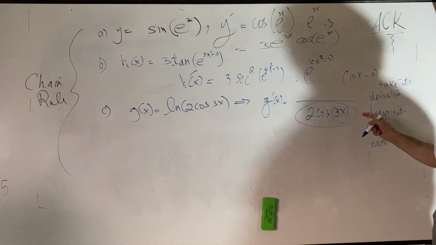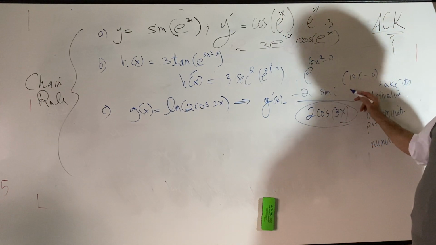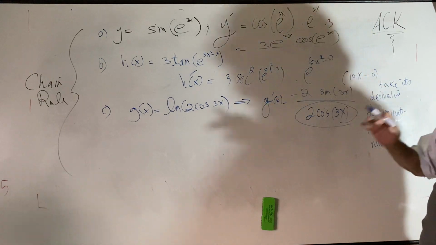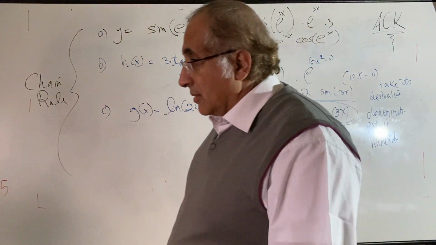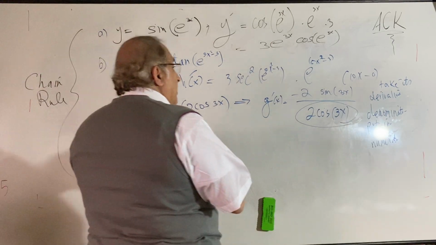So what's the derivative of 2 cosine? 2 stays the same. The cosine is minus sine. Don't touch the angle. Angle, angle, angle. Don't touch. But what's the derivative of the angle? Oh my God, it's a 3.